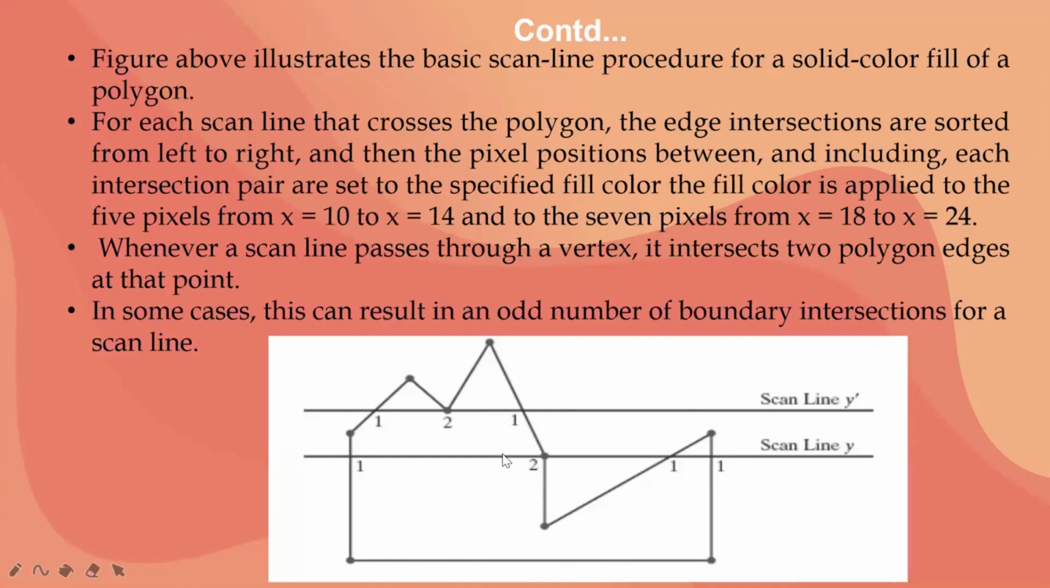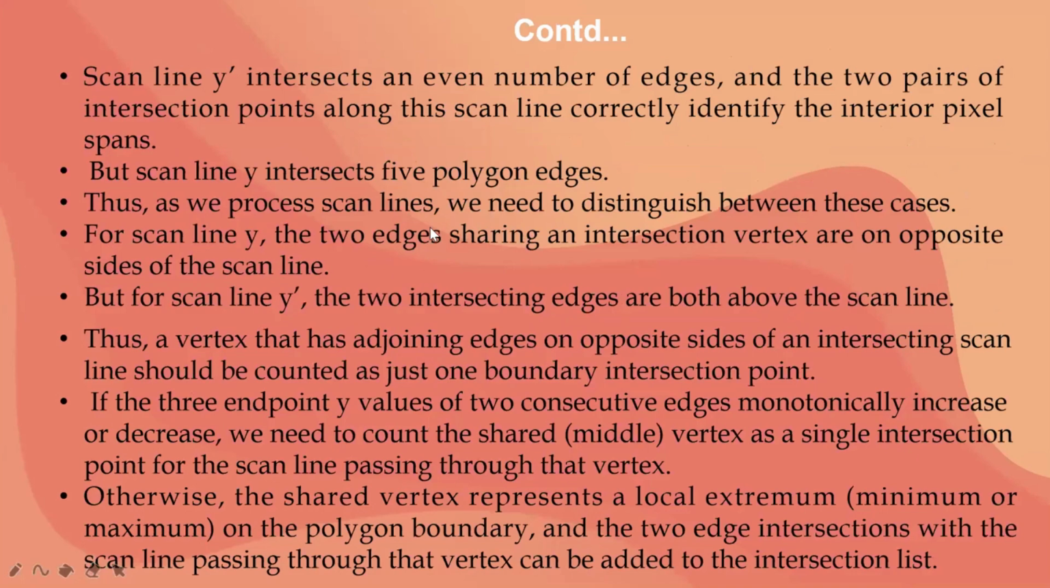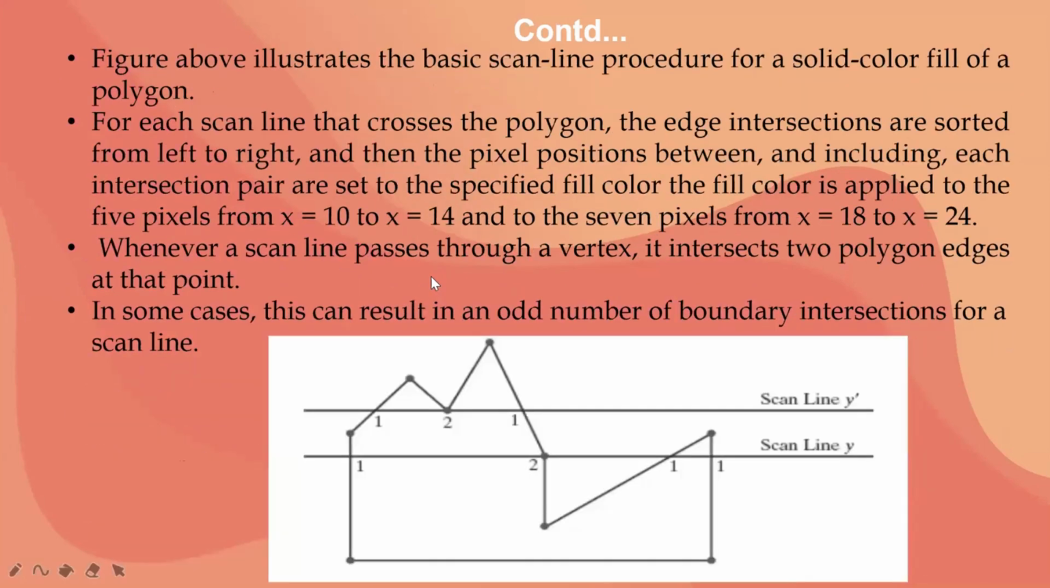But for your scan line y, you can also see it is crossing an even number. So we will have some pairs of intersection points. We have to find out how many polygon edges scan line y or y dash are intersecting. Here my scan line y is intersecting this line, another line, another line, and this is also another line. How many? 1, 2, 3, 4.